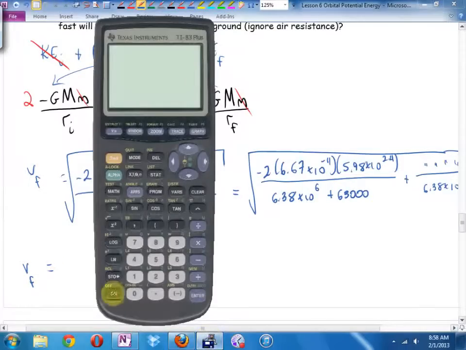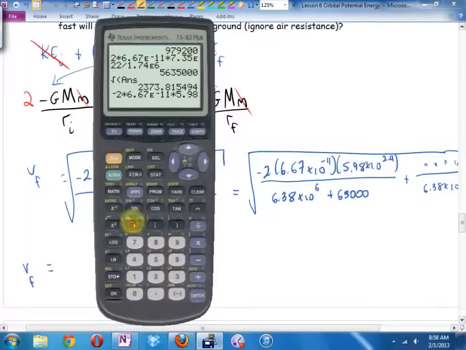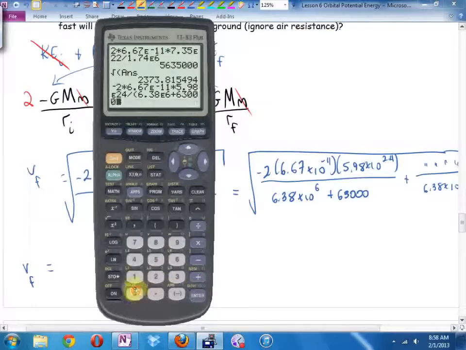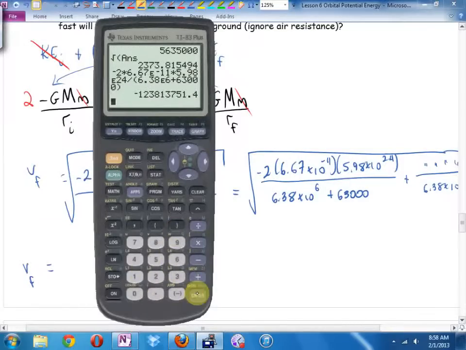So, -2 times 6.67 to the -11 times 5.98 to the 24, divided by bracket 6.38 times 10 to the 6 plus 63,000. So the first one I get -1238. Okay, 1, 2, 3, 4, 5, 6, 7, 8. -1.238 times 10 to the 8th.